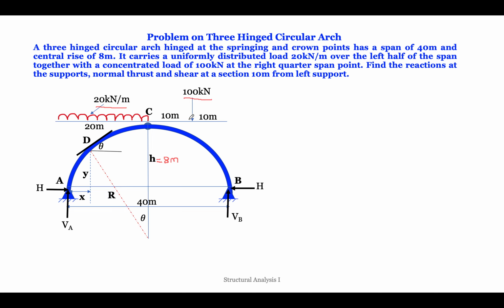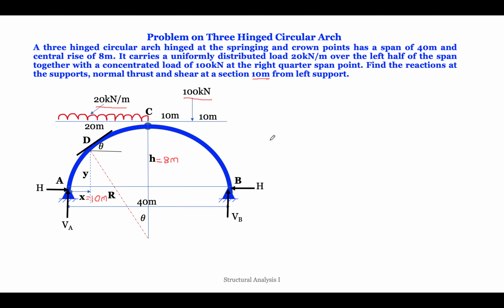The middle of it. So what we have to do is find the reactions at the supports. Then we need to calculate the normal thrust and shear at a section 10 meter from the left support. 10 meter from left means from this support, at 10 meter we need to find out. So here this particular x is nothing but 10 meter.